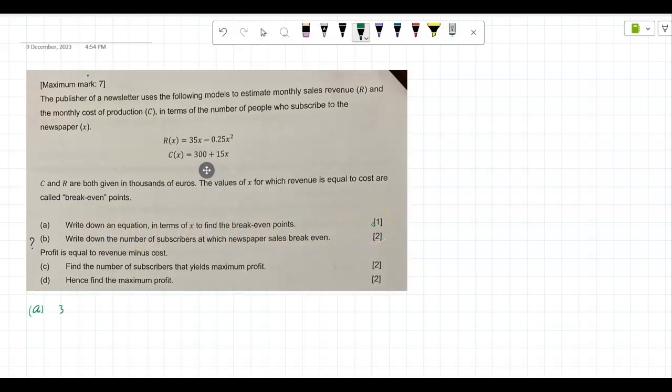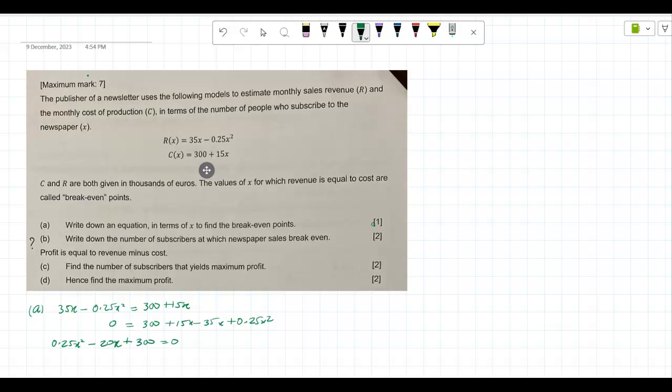So you just leave it like that, or just put x on one side? Put x on one side. It's always better. Good manners to do that. Table manners, so equation manners. So 0 is equal to 300 plus 15x minus 35x plus 0.25x square. So 0.25x square minus 20x plus 300 is equal to 0. That's your equation.